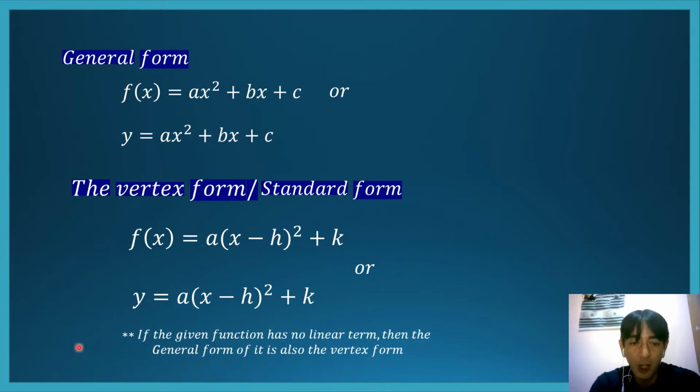So, take note, kapag ang isang given function o quadratic function has no linear term, kunyari wala daw yung bx na yan, then the general form of it is also the vertex form. So, hindi ka na kailangan mag-convert pa. Kapag wala siyang linear term, kung ano yung general form, yun na rin yung vertex form. Okay? So, maliwanag yan ha. Mahalaga yon.